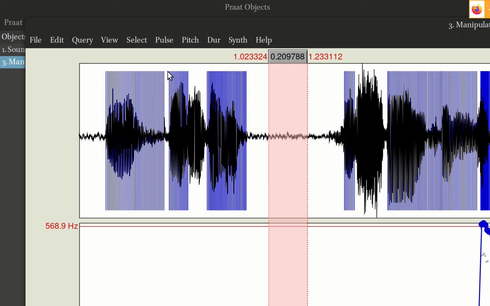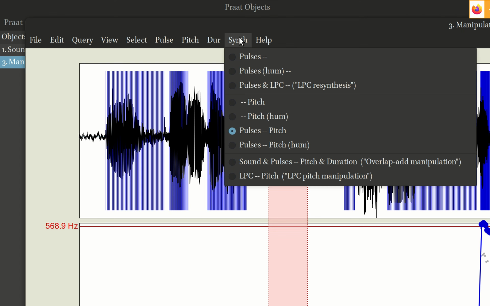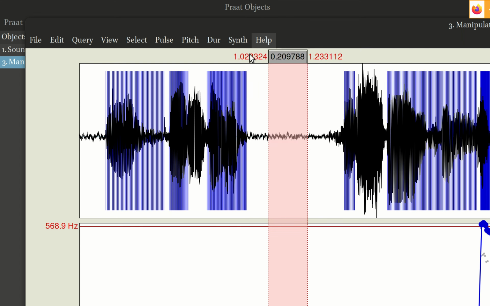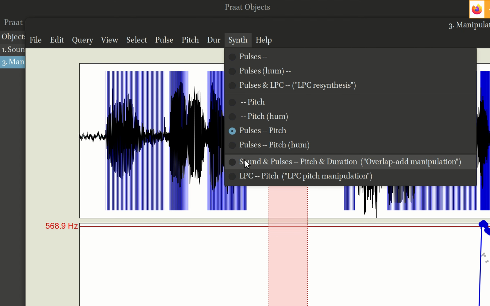Well, your image is very frizzy, and I don't understand now what you're doing for this sound. Okay, so is it frozen? So you can see the synthesis. So I use changing these values over here, and if you use sound and pulses, then it will be normal.